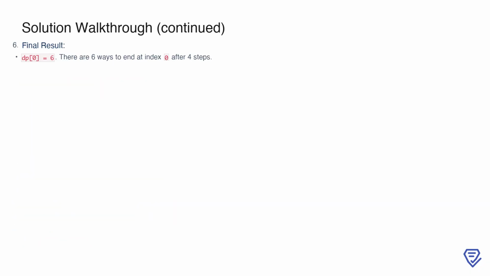At the end of the second example, we are interested in the number of ways to end at index 0. From the final dp array, we see that dp[0] equals 6. This means there are 6 ways to stay in the same place, index 0, after 4 steps. By limiting our exploration to indices within MaxPos and using dynamic programming to track the number of ways to reach each position, we efficiently solved the problem for both examples.